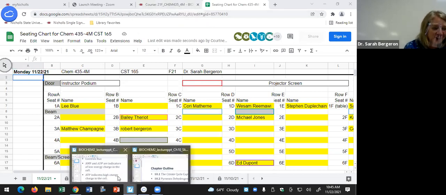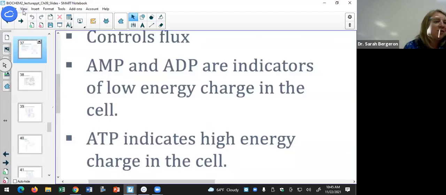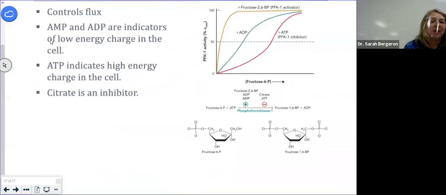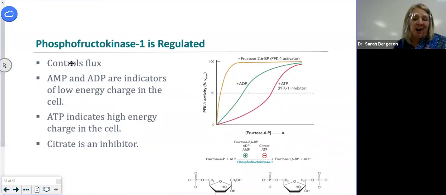I'm going to start full screen. We're going to do chapter 10 today, but I think I wrote wrong on the screen. I think I was talking and writing and wrote the wrong things. For this slide, pull up this slide on how phosphofructokinase 1 is regulated. So when do we want to inhibit phosphofructokinase 1?